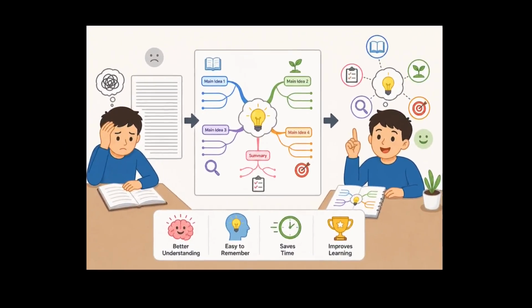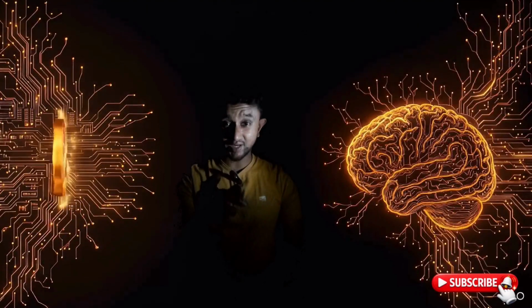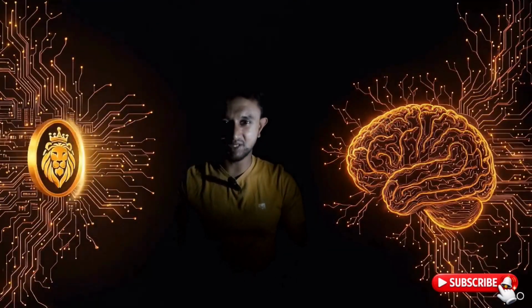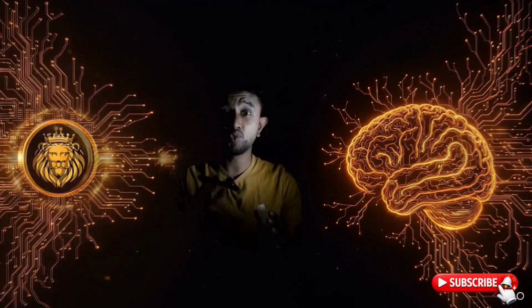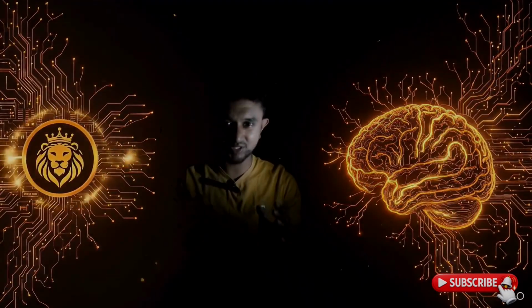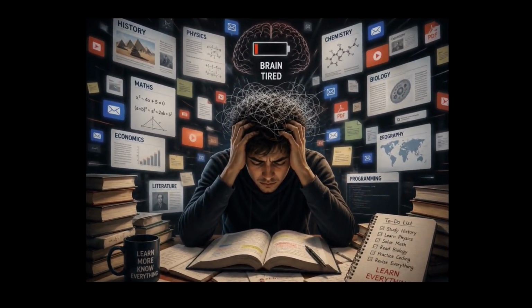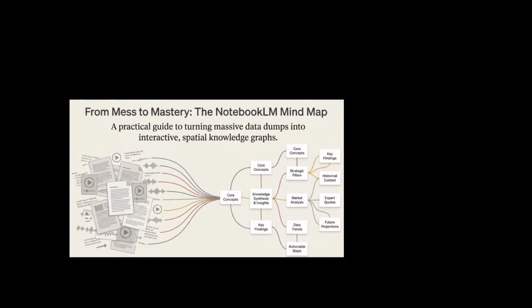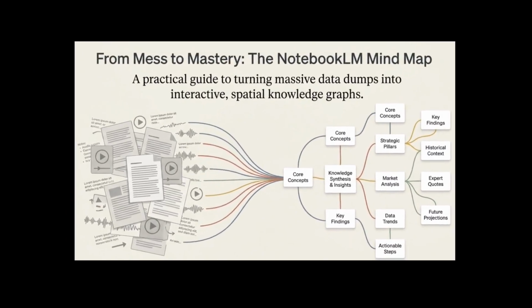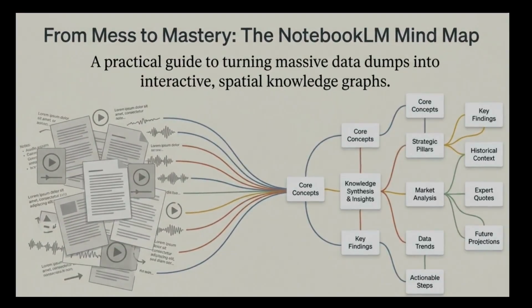Smart people don't just collect information, they organize it. You click this video, you're a smart person. You're probably someone who wants to see how things connect. Today, there is a lot of information in the world. When we try to learn everything at once, our brain gets tired. So, we should organize information in a simple way that is easy to understand and remember.